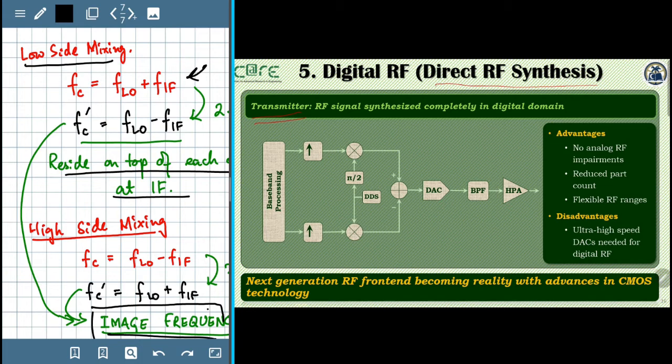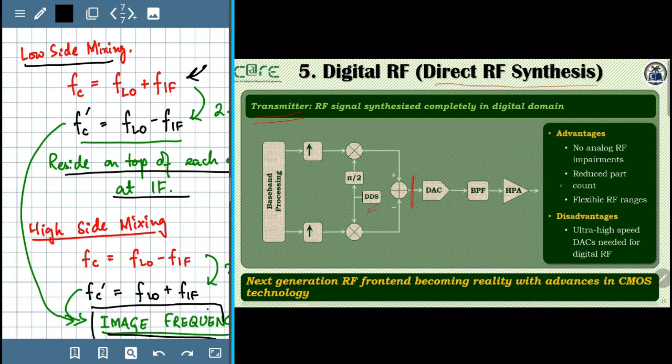So we see that the baseband signal that we are producing here is first upsampled. It is then converted to the desired RF frequency by means of DDS, and once the desired RF frequency is generated, it is simply converted to the analog domain and bandpass filtered to remove the spectral images at any integer multiples and fed to the high power amplifier.